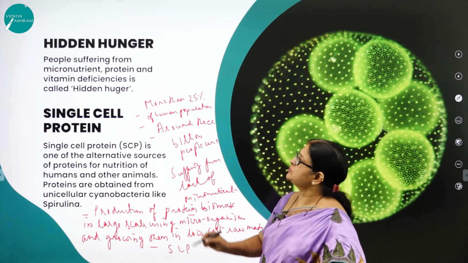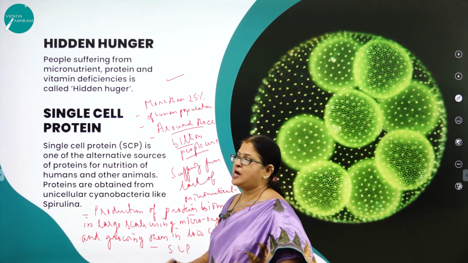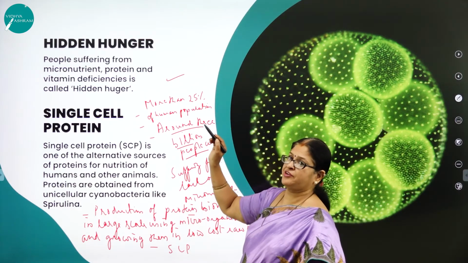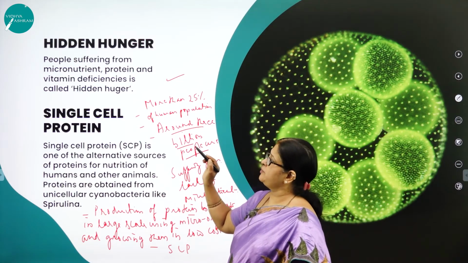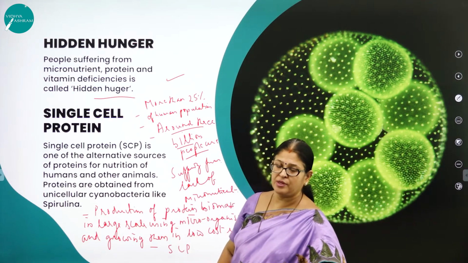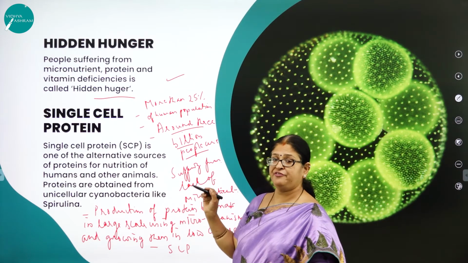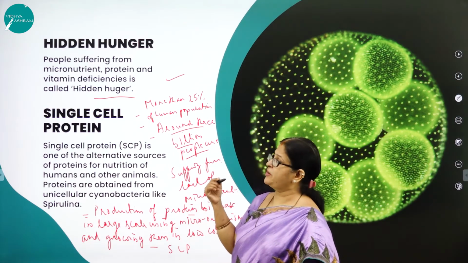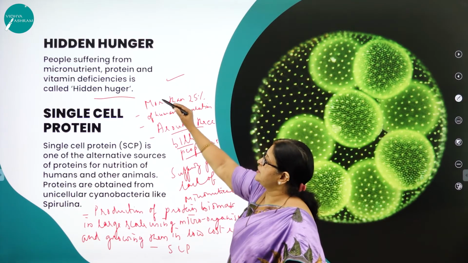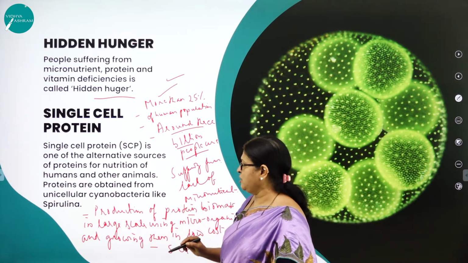Moving on to hidden hunger. All of us know that around 3 billion people are suffering from a lack of micronutrients. People suffering from micronutrient, protein and vitamin deficiency is called hidden hunger. So what is hidden hunger? It is when people are suffering from deficiencies. It may be a deficiency of micronutrients or protein, or a vitamin deficiency, and that is called hidden hunger.